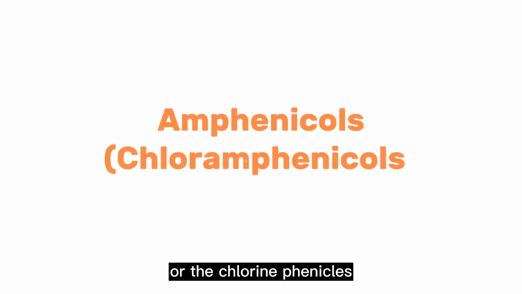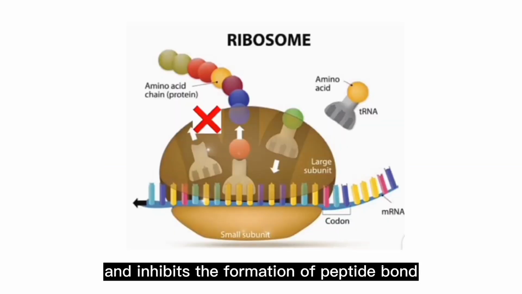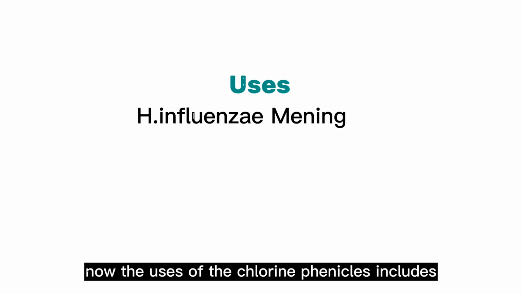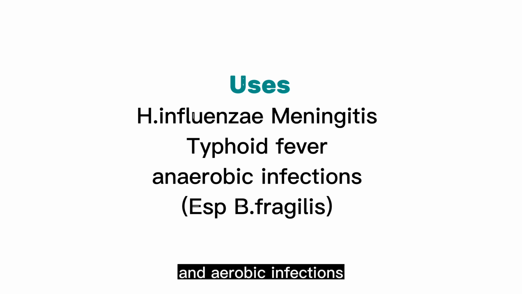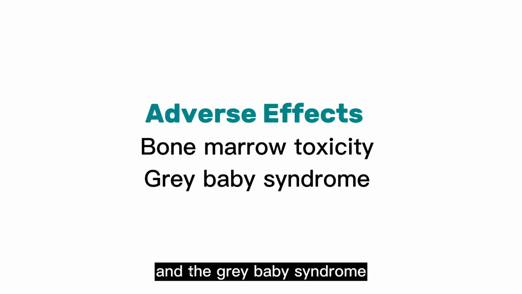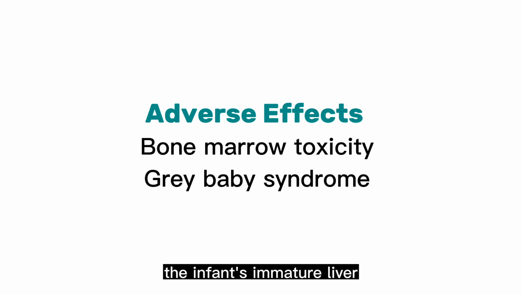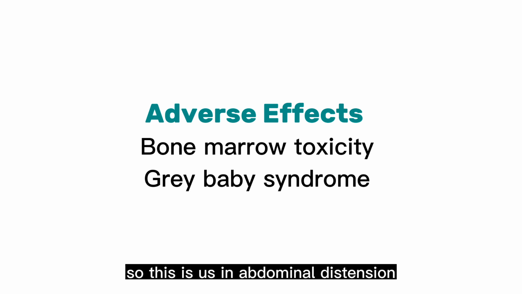Now let's discuss another group, that is amphenicols or the chloramphenicol. Chloramphenicol binds to 50S and inhibits the formation of peptide bond. Now the uses of the chloramphenicol include the H. influenzae meningitis, typhoid fever, anaerobic infections, especially the B. fragilis. The adverse effects include bone marrow toxicity and the gray baby syndrome. The gray baby syndrome results from the inability of the infant's immature liver to metabolize the chloramphenicol. So this results in abdominal distension and cyanosis, and that can lead to death.